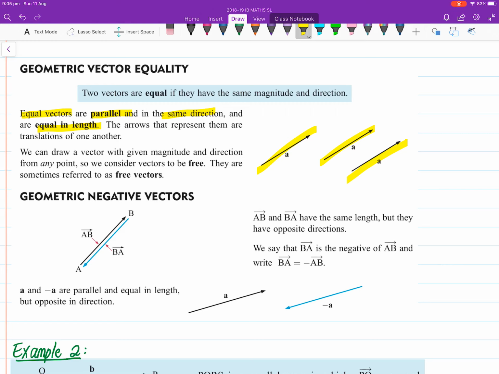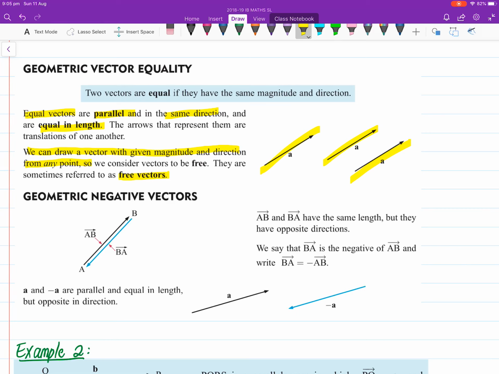So it's like picking up the arrow and just moving it left and right and up and down, but it stays at the same gradient, I guess you could say. They're parallel, so it's the same sort of slope, and so it's the same direction but also the same magnitude. With vectors though, we can draw them from any starting point, so we can consider vectors to be free, and this is called a free vector. So let me highlight this for you. We can draw a vector with given magnitude and direction from any point, so we call them free vectors.